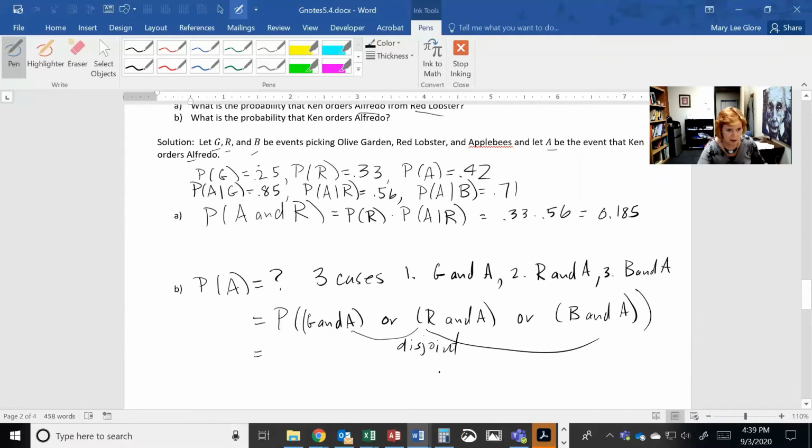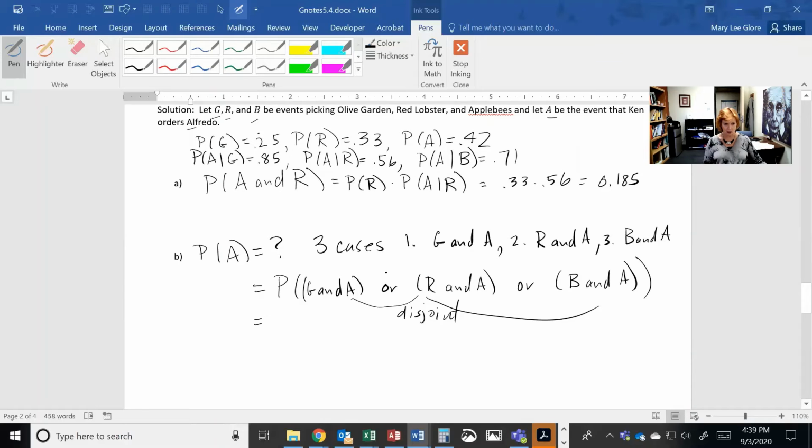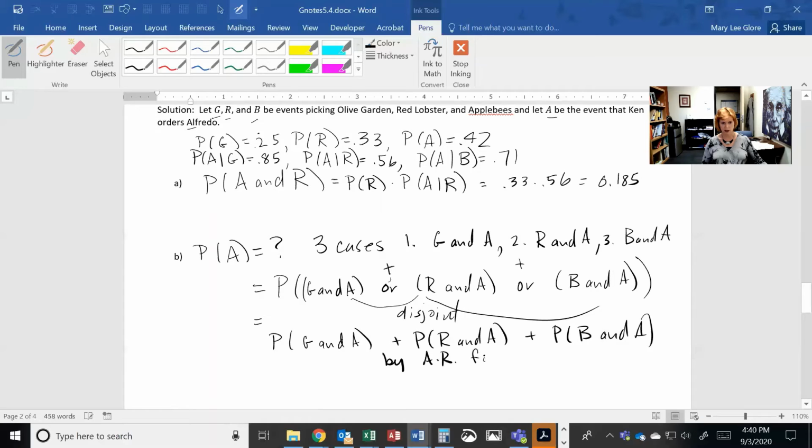So that means if I want these probabilities, I can add the ors. When I see these ors and they're disjoint, I just add them. Always with an or I can add, but I have to subtract overlap, but there is no overlap here. So this is going to be the probability of G and A plus the probability of R and A plus the probability of B and A. And this is by the addition rule for disjoint events, or mutually exclusive events, either one.